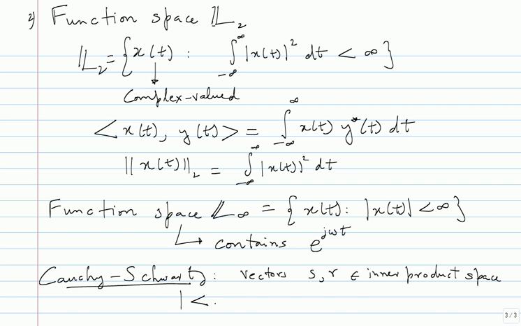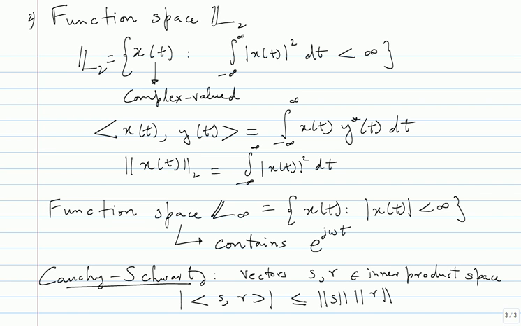Cauchy-Schwarz says the absolute value of the inner product between S and R, the inner product takes two vectors to a complex number, that's how I'm defining my inner product, will be less than or equal to the norm of S times the norm of R. When will you have equality here?